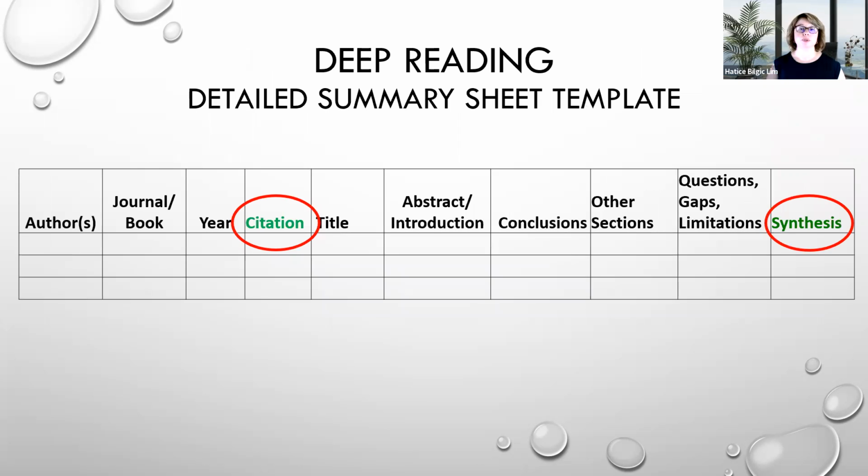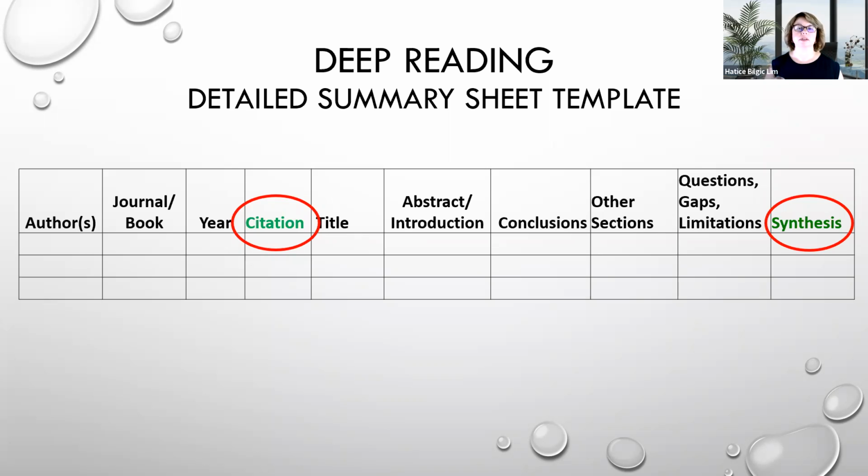Now, if you're doing a deep reading, you can use what you see here for a more detailed summary. It includes the same fields as in the short sheet with 2 extra columns added. The first one is the synthesis column. You may also include a citation column. If you do it, it will help you to build your bibliography or reference list later.